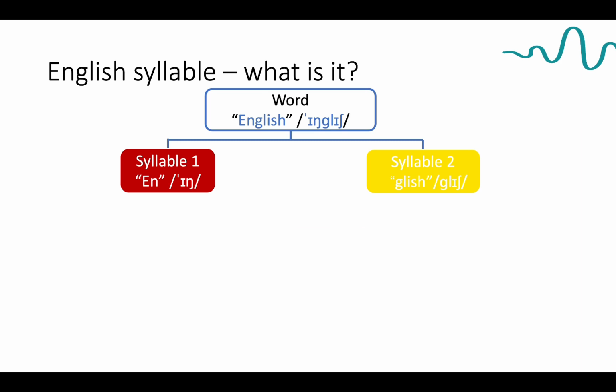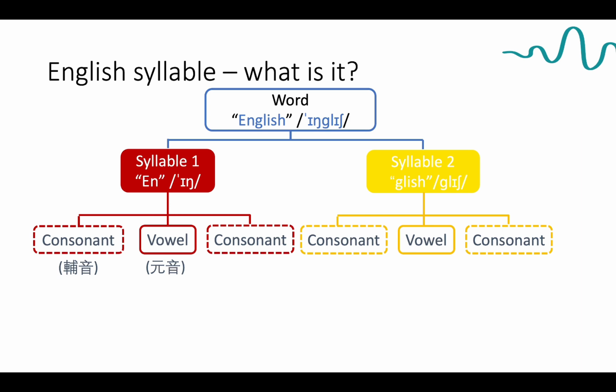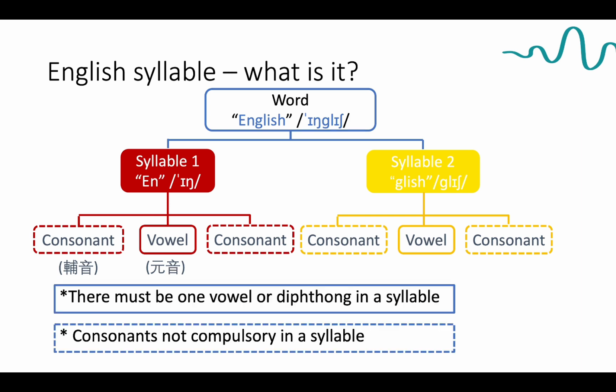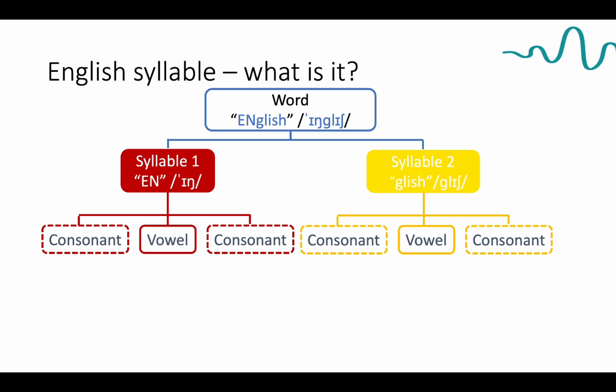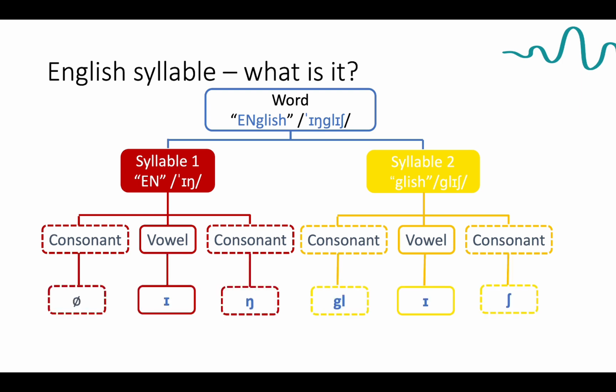Syllables can be divided into consonants and vowels. This figure shows that a syllable contains an optional consonant at the beginning, one compulsory vowel, including diphthong, as the core, and an optional consonant at the end. So the first syllable has a vowel as the core and a nasal consonant at the end, and the second syllable has a consonant cluster at the beginning, a core vowel in the middle, and a consonant at the end. Because the core of a syllable is a vowel, the stress mainly falls on the vowel of the stressed syllable.